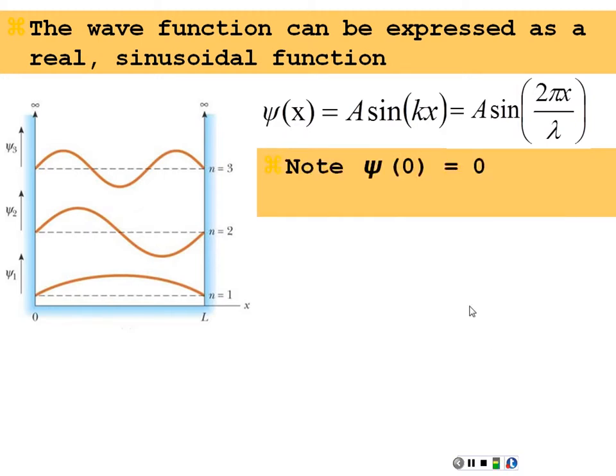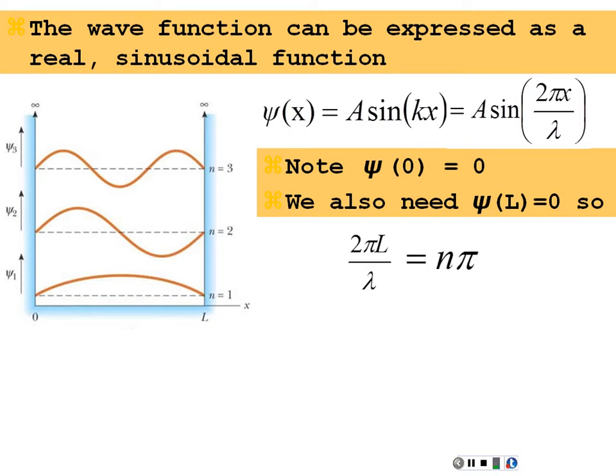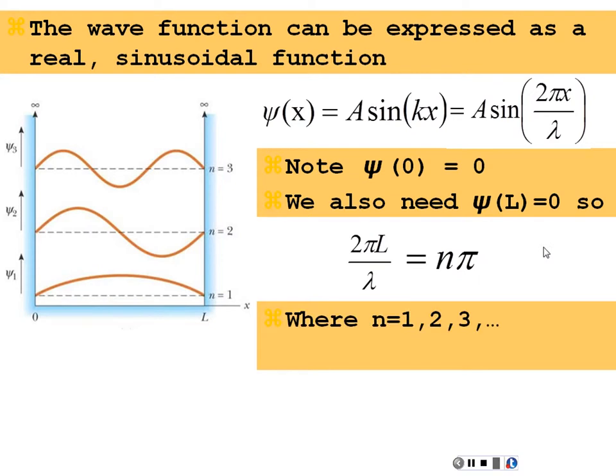This meets our boundary conditions because when x is equal to 0, our wave function is 0. And note, we also need our wave function to be 0 at x equal to L. So if x were equal to L, that would say that 2 pi L over the wavelength would have to be equal to an integral number of pi such that the sine of that will be equal to 0. So we have 2 pi L over lambda is equal to n times pi, where n is a positive integer, equal to 1, 2, 3, 4, 5, and so forth.